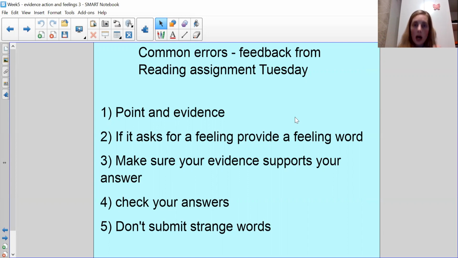And make sure that the two of those link up. Do you have a point? Have you answered the question first? And then have you provided that evidence to support that point? And do they link up? Do they match? Does it make sense?